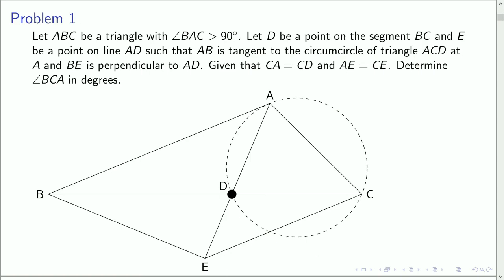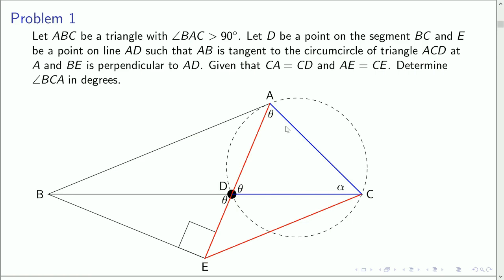It's given that AB is tangent to the circle ACD at A and BE is perpendicular to AD. So this angle is 90. It says CA equal to CD, so these two blue lines are equal, and it says AE equals CE, so these two red lines are equal. It says determine angle BCA in degrees. So this is the angle alpha that you have to find. Alright, so how do we do this?